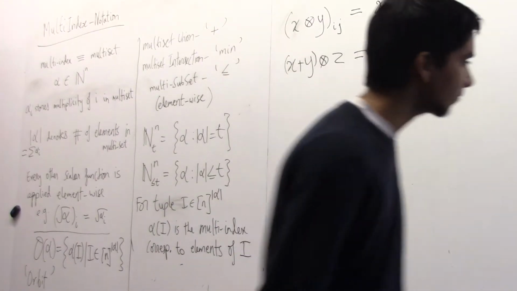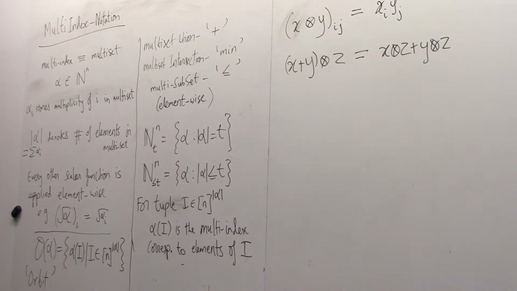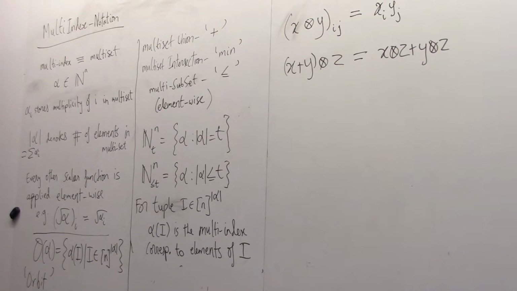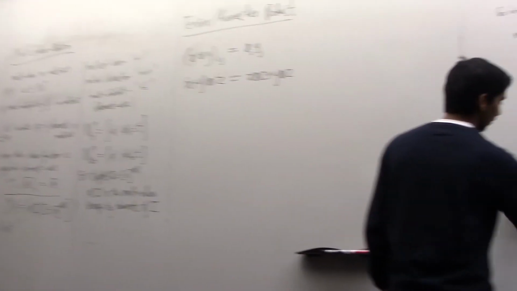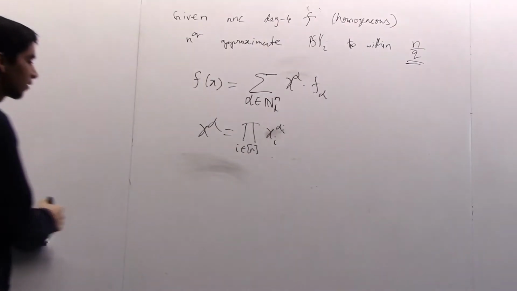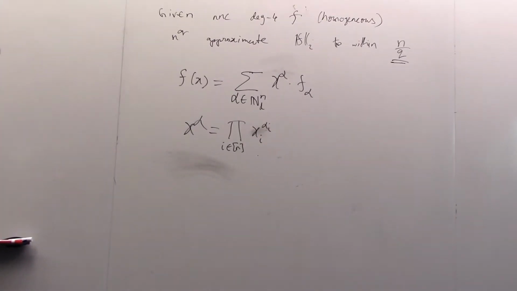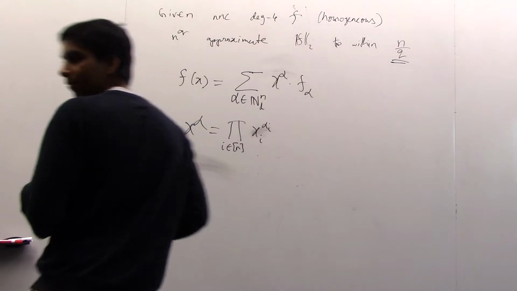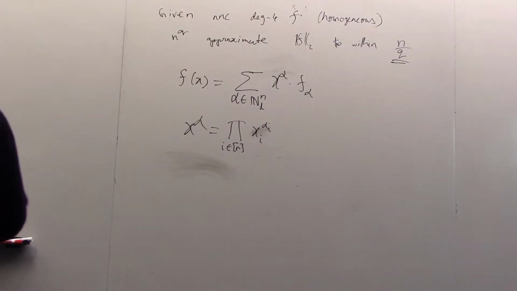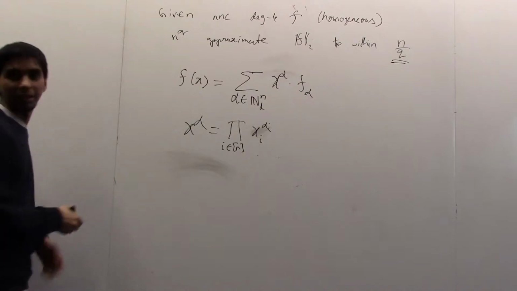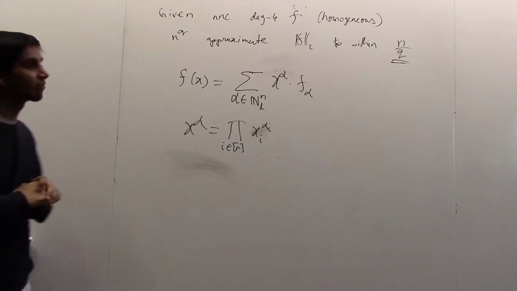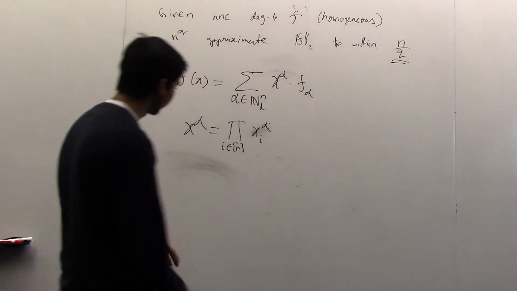And I'll use this to denote the number of elements in the multiset. This is just the summation of alpha i. There's no dimension in your theorem, is that because it doesn't matter? Or, wait, n is a dimension. Yeah, n is the dimension. It's an n-variate polynomial, n is the dimension.